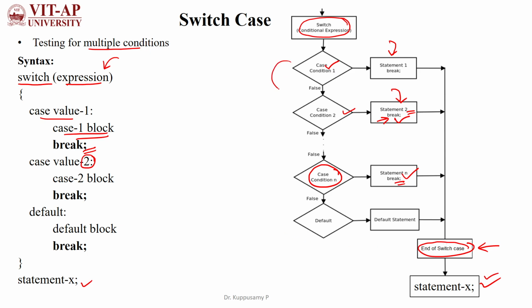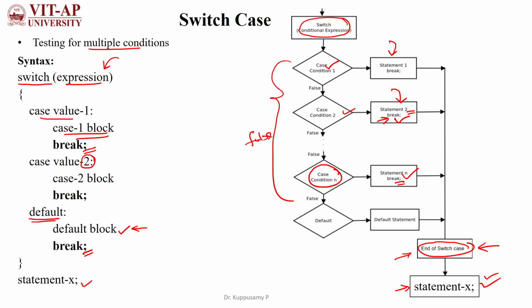If all the cases are false, then the default case will execute. Here the default block statements will be available. Then we will break that default block after execution of these statements. After breaking that, the end of the switch case is reached, and finally the statements after the switch case will be executed.